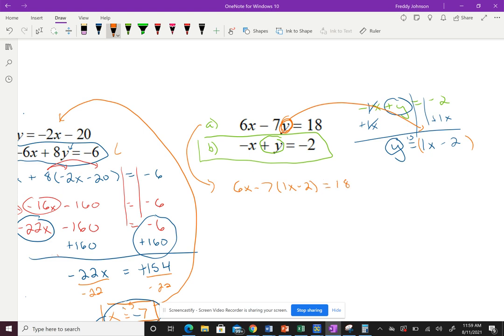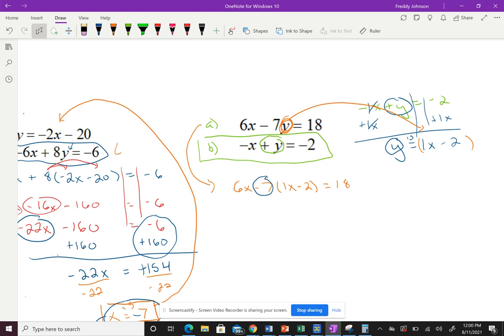Okay? So once again, why did I do that? I do not plug it back into the problem that we just used, because it'll cancel everything out. So make sure you use the other one that we didn't use. And then now we're going to solve for x. And we're able to solve for x now because that's all we have.